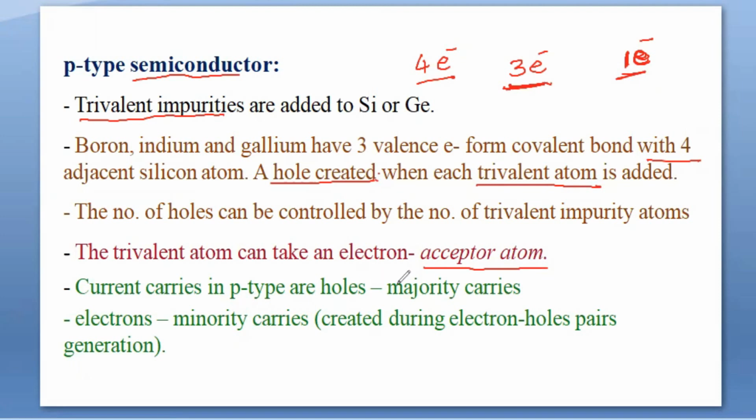The majority charge carriers in this p-type semiconductor are holes. That's why it is given the name p-type, because holes have positive charge. As electrons have negative charge, the name n-type applies there. And the minority charge carriers are electrons. These minority charge carriers are due to the intrinsic nature of the semiconductor, and the majority charge carriers are due to the impurities, that is, the acceptor atoms.